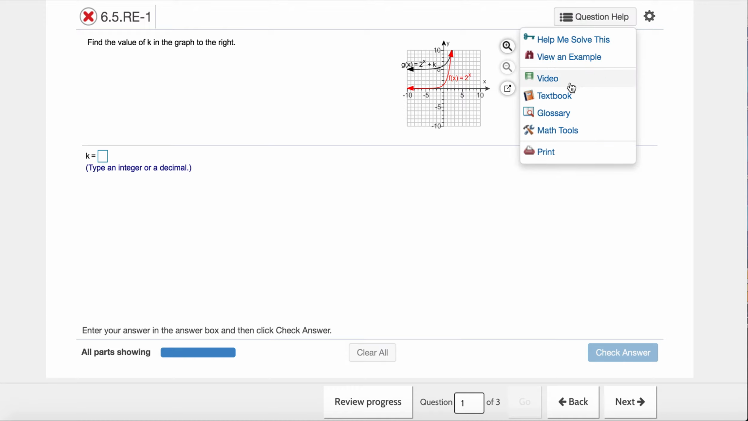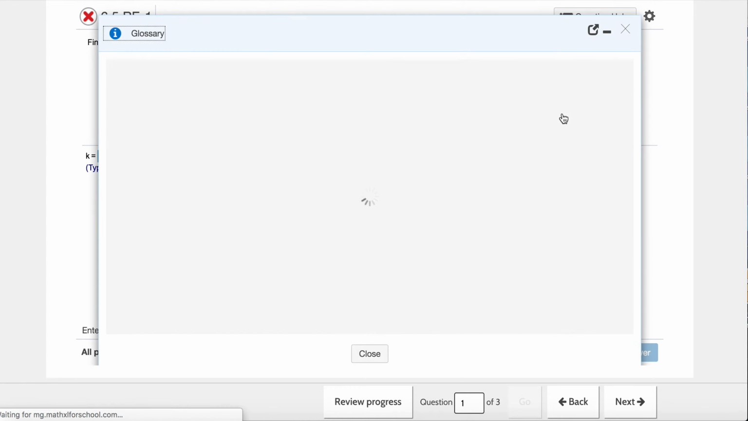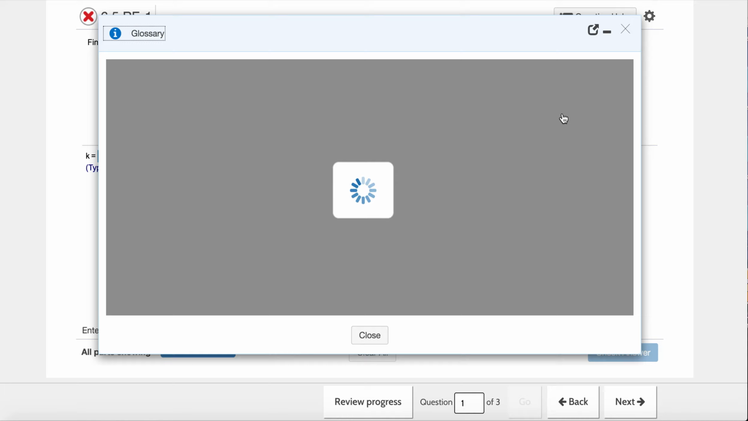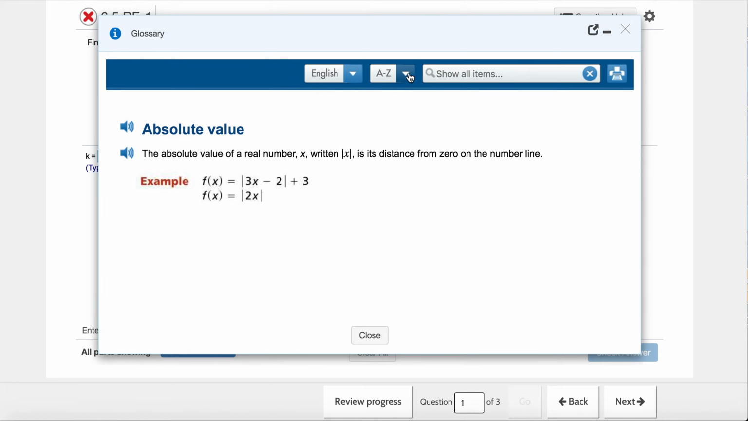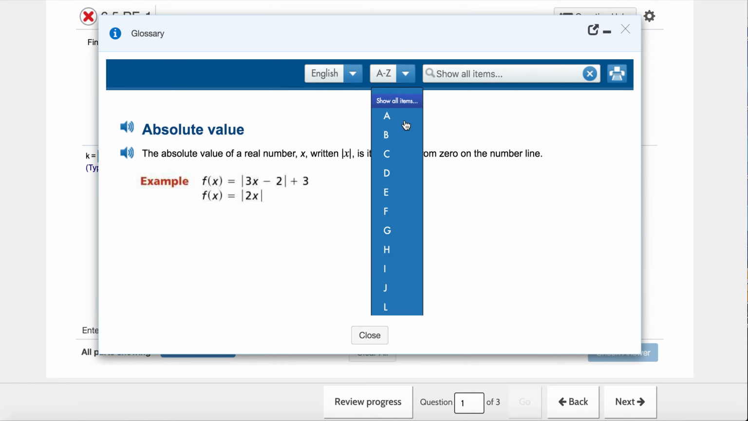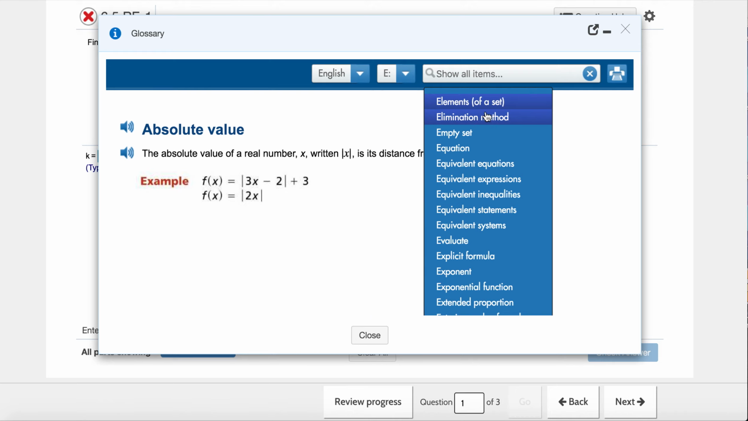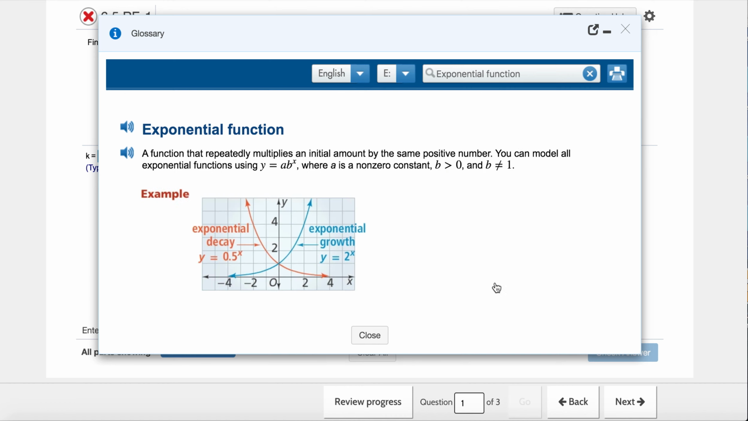What next? You find the glossary. When you go to the glossary, as you see here, we are looking for exponential function. So we're looking for E, the letter E. And you skim through here. What are you looking for? Exponential function. Let's go into exponential function.